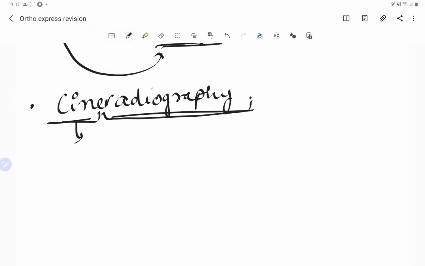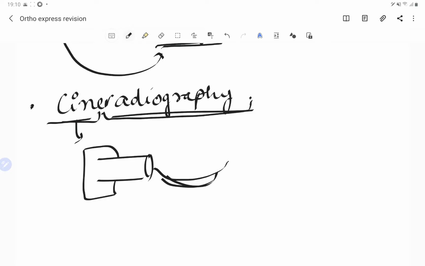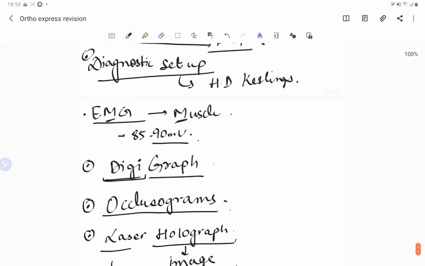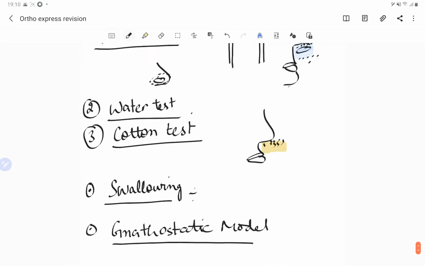So there is a movie-like projection, right? It is like a movie is formed of our entire radiograph. So that is basically a radiographic motion picture. So guys, this is about our diagnostic aids.